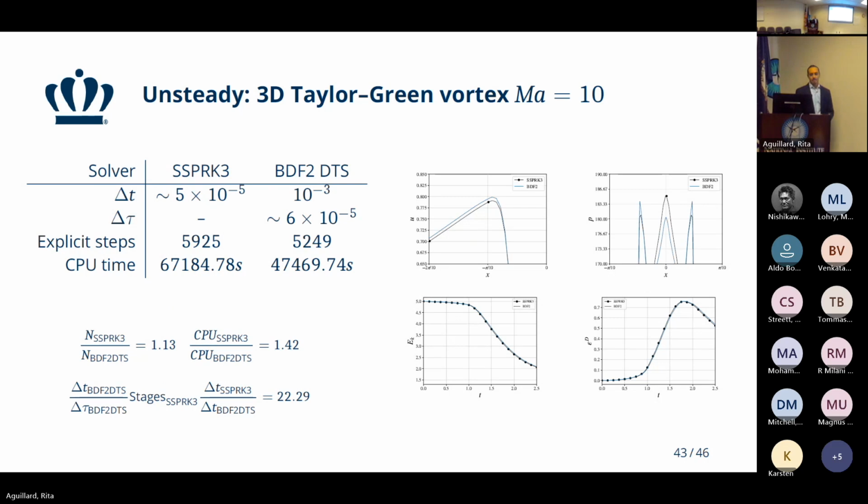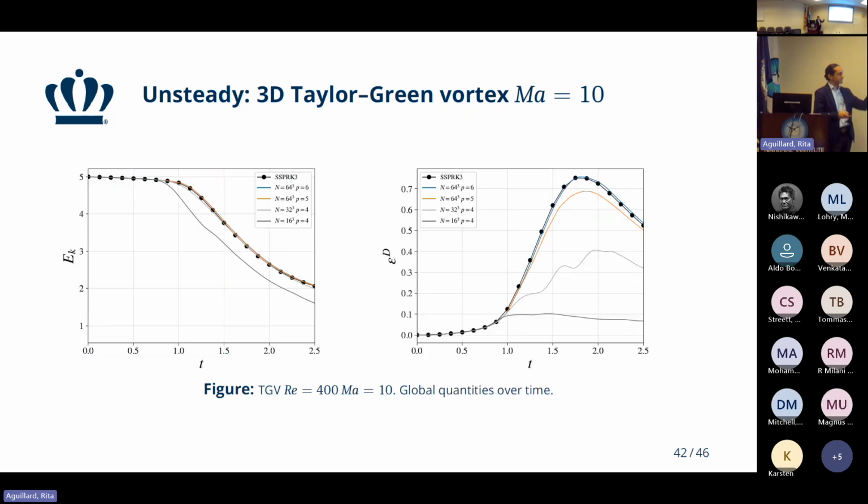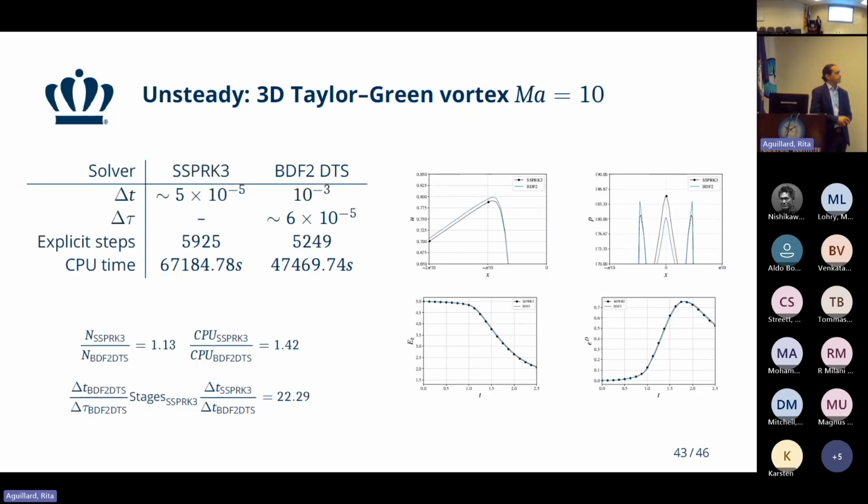However, here's where we finally start to gain something. What we did here is we took this problem and we ran from a developed state, basically from the state of the solution here. And we ran it for 0.1 time units for both the SSBRK3 and the BDF2 dual time stepping scheme on the same architecture, same machine, same everything. First of all, we look at the delta T reported, and for the SSBRK3, it's going to be an average because it's computed based on the positivity bounds. But we choose 10 to the minus 3 for the implicit one because we don't have any bound on that one in this case.